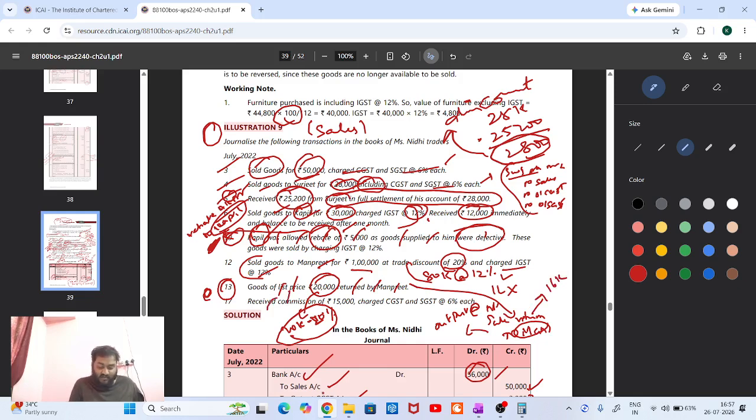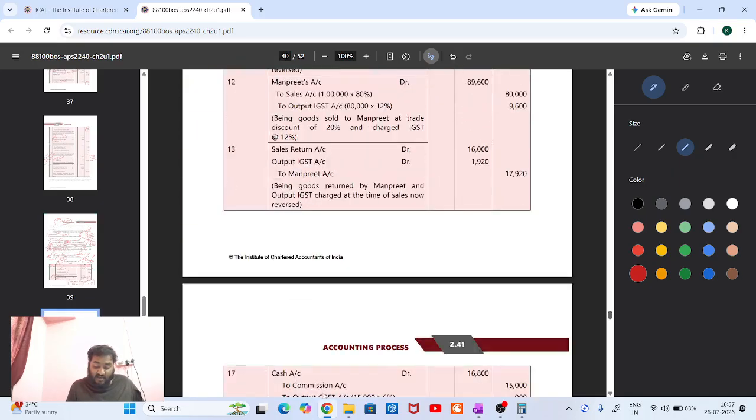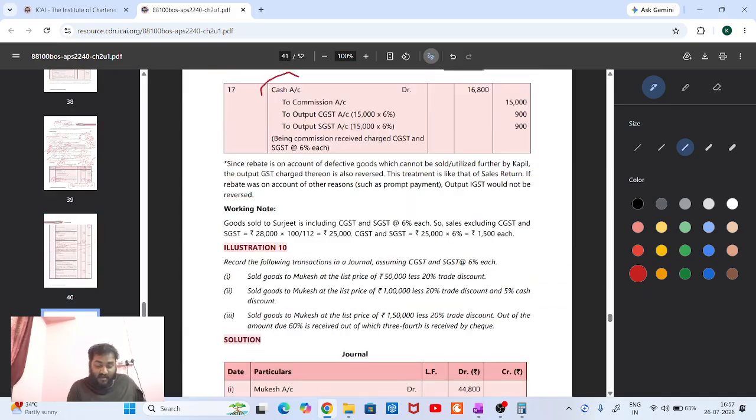Okay. Received commission of 15,000. What is commission? Commission received. Where did we receive? In the bank account. So bank account is a debit balance. In order to increase, we will debit it. Bank or cash, okay. Bank account to commission. This is the actual value. Output IGST, output CGST, SGST 6%, 6%. This is the general entry.